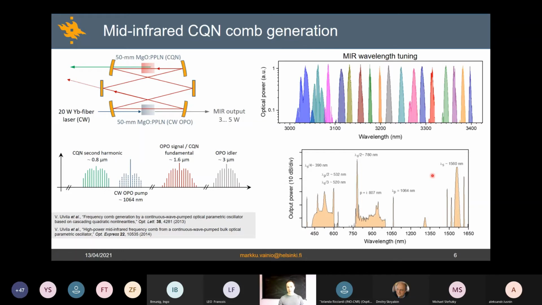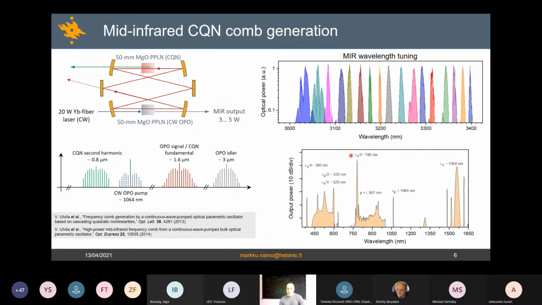But what we are mostly interested in is this mid-infrared region. Here you can see some examples of mid-infrared spectra. This is not just a single measurement; here we have actually tuned the mid-infrared wavelength by adjusting the phase matching conditions in these two crystals. So it's exactly the same kind of wavelength tuning as what we do in OPOs. For each of these spectra, the spectral width is limited by the phase matching bandwidth in the OPO crystal, the first crystal here.